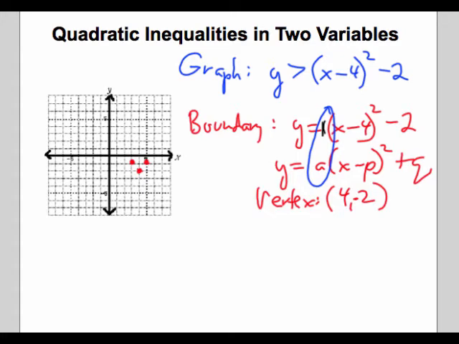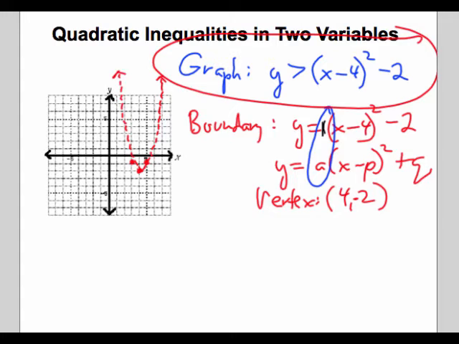Now you'll notice that in the original statement there was no equal sign, so we don't actually want the points on the boundary. We just need to show the boundary so we can see the separation between the points that work and don't. We do that, remember, through a dashed line. So a dashed line shows all the points on the boundary of the parabola, but those points are not part of our solution. I'm just going to de-highlight those solid points because, remember, they are not part of our graph.